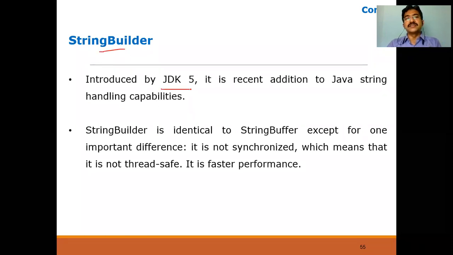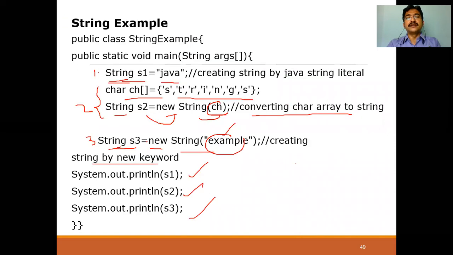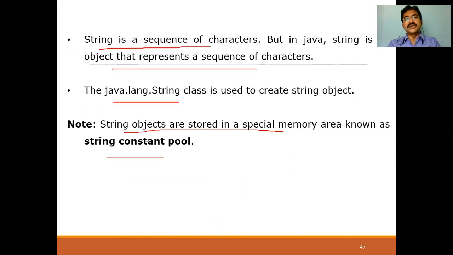In JDK 5, StringBuilder was recently introduced in Java to handle string capabilities. StringBuilder is identical to StringBuffer, except for one difference: StringBuilder is not synchronized. That means it is not thread safe, and because of that it has faster performance. We will discuss threads in the next unit. So that is how we create strings and use the string class.